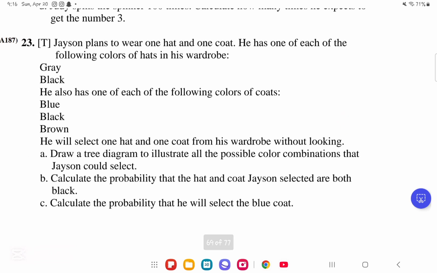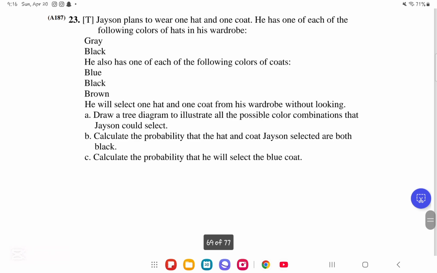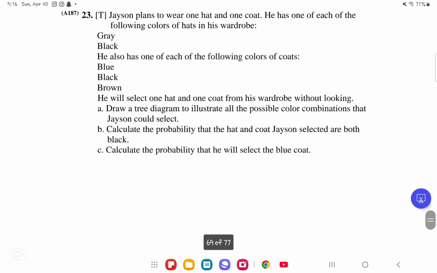Jason plans to wear 1 hat and 1 coat. He has one of each of the following. The colors of his hats in the wardrobe are gray and black. And the colors of his coats are blue, black, and brown. In part A, they said to draw a tree diagram to illustrate all the possible color combinations Jason could select.